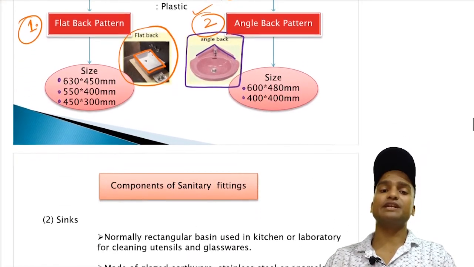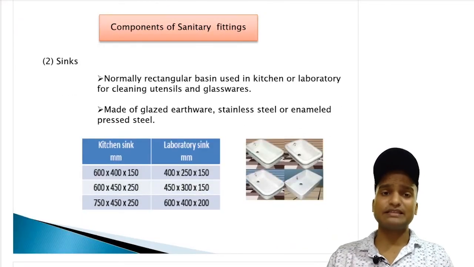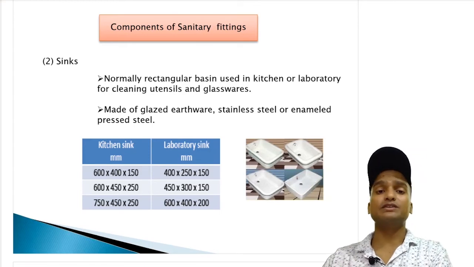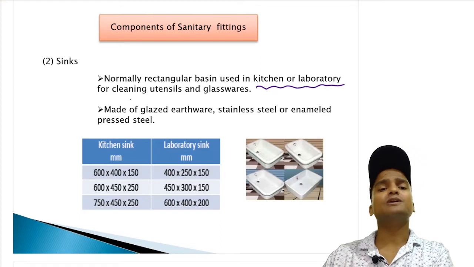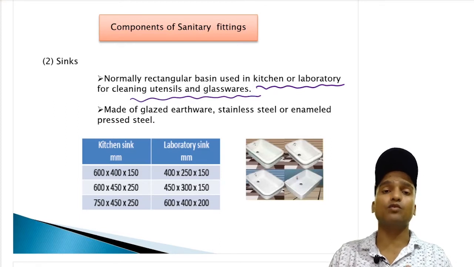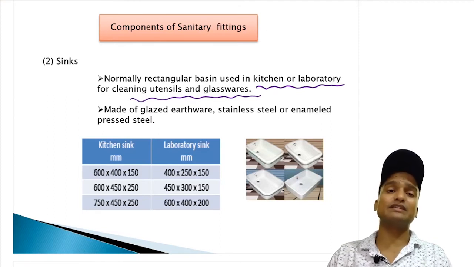Next component of sanitary fittings is the sinks. They are normally rectangular basins, but they are never used inside the bathrooms, but they are used in kitchen or laboratory for cleaning utensils and glasswares. Even literally, if you try to understand, wash basin is a basin where we are going to wash our hands, mouth, teeth, but sink is a basin where we are going to sink our utensils or glasswares for cleaning purposes.